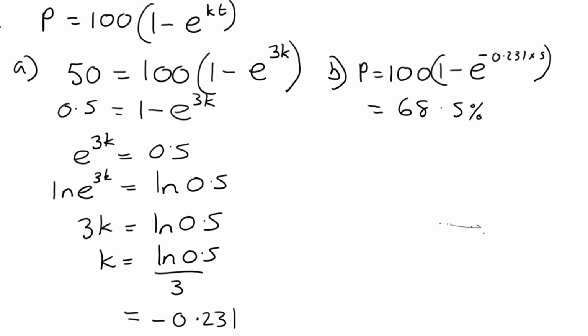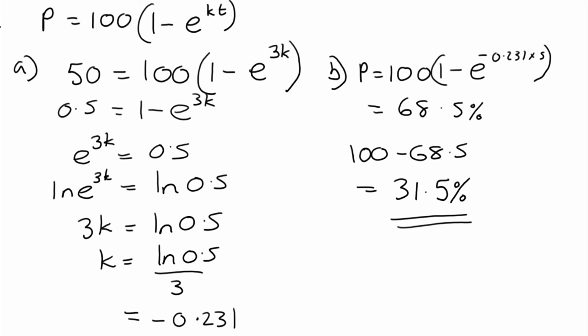So if 68.5% waited less than 5 minutes, then if we want to know how many had to wait for 5 minutes or longer, we just subtract that from 100%. And we get the answer of 31.5%. So 31.5% of customers had to wait 5 minutes or longer. Question 12.